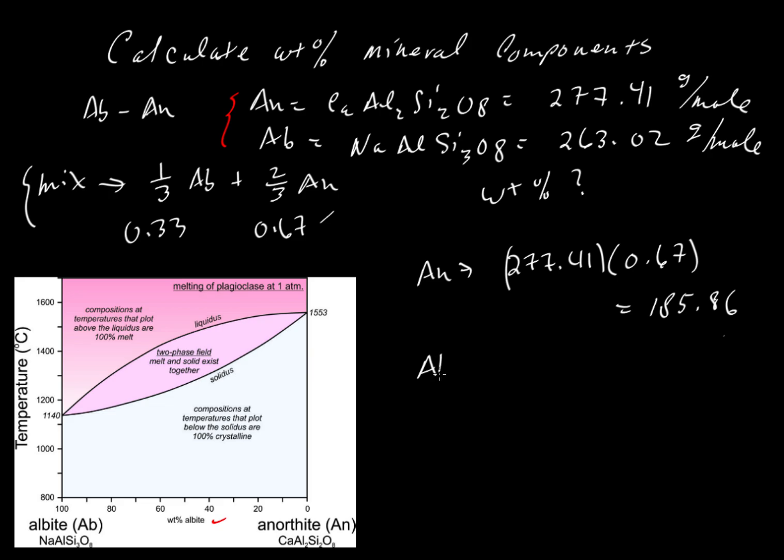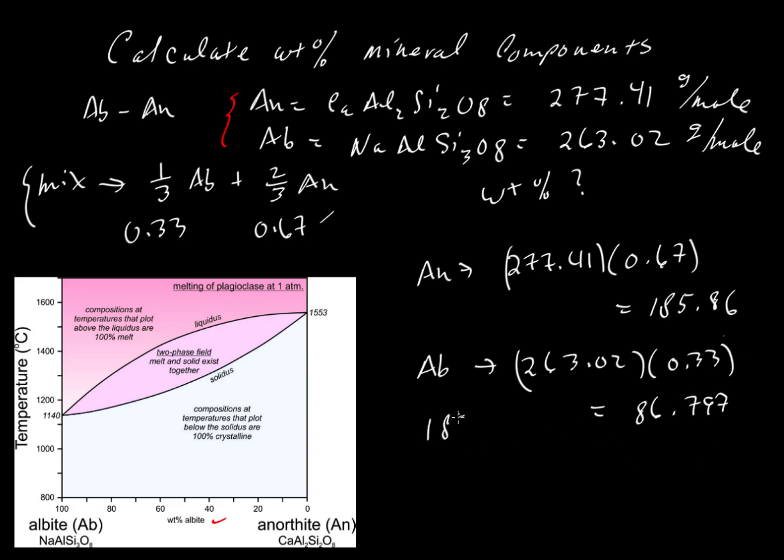And then for albite, if we had pure albite, it would have 263.02 grams per mole. But if we only have 1/3 of it, or 33%, we'll write it that way, then instead of 263 grams of that stuff, we will instead have 86.797 grams per mole. So if we have some mixture of these two, then we're going to have these weights. So let's sum those weights.